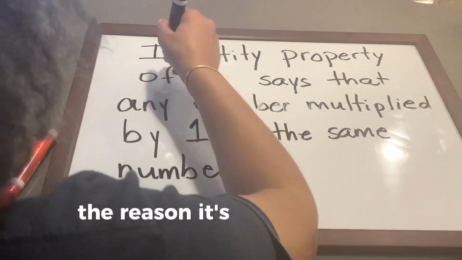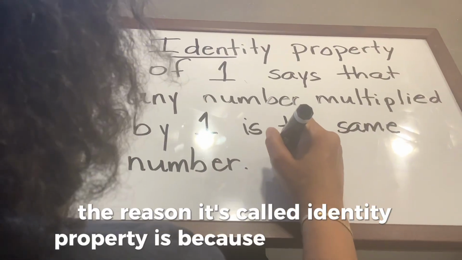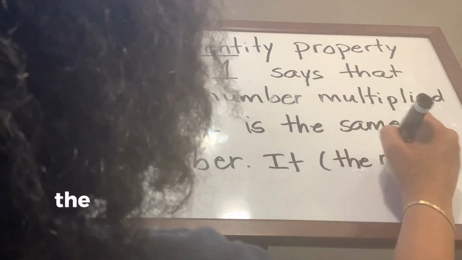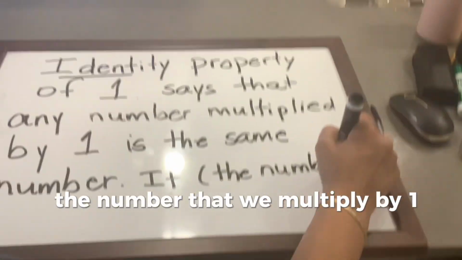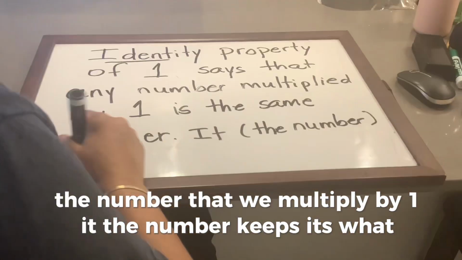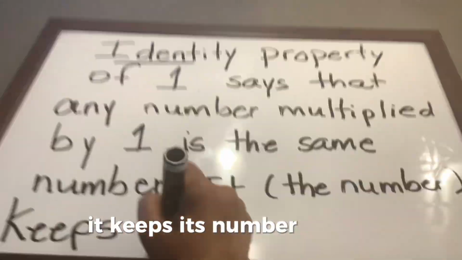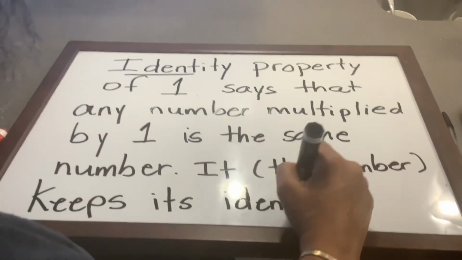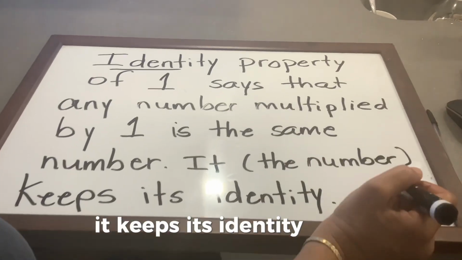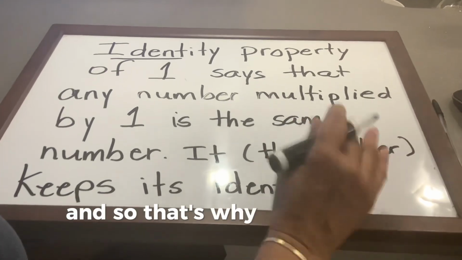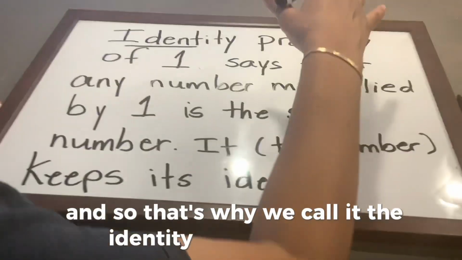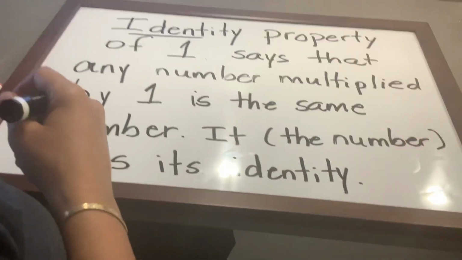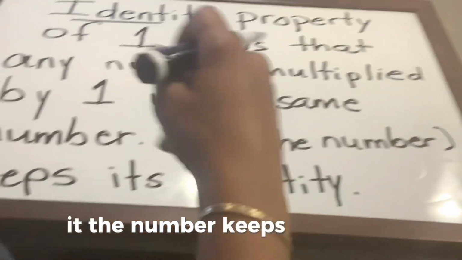The reason it's called the identity property is because the number that we multiply by 1 keeps its identity. It keeps its identity, all right? And so that's why we call it the identity property of 1, because it says that any number multiplied by 1 is the same number. The number keeps its identity.